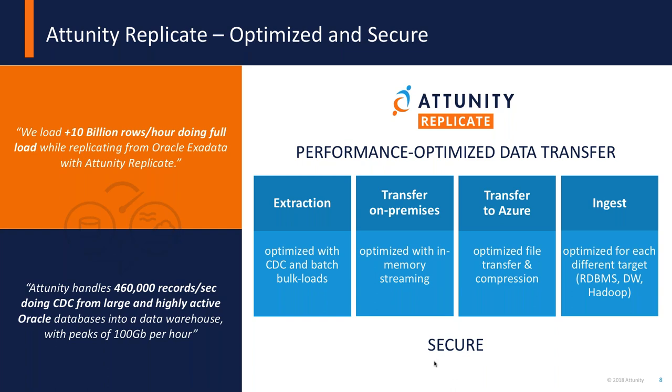And while it's in transit, that in-memory stream becomes part of the optimized componentry. And as it lands, that file transfer and compression is part of the two things I talk about. It's that extraction capability, but also the transit capability. And when we configure it, we're optimized for that one.